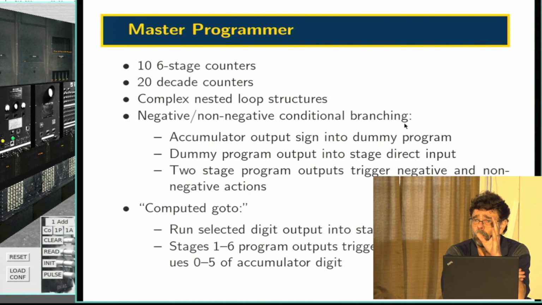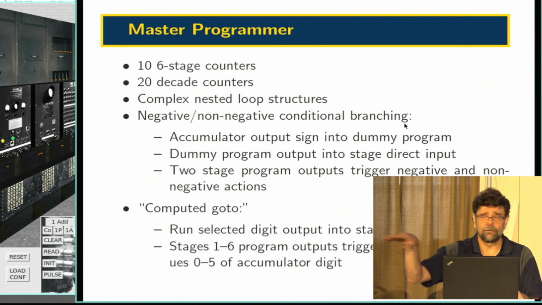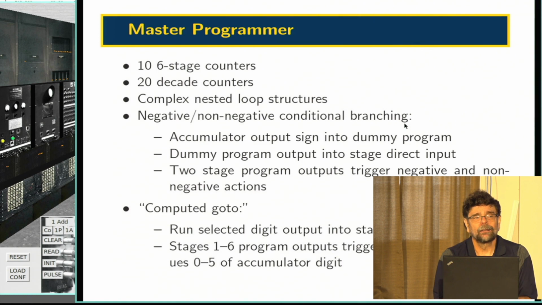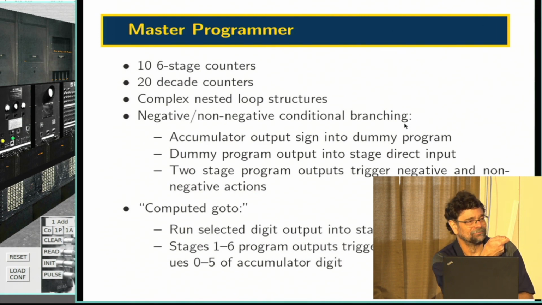You could, without any delay, choose one of two courses of action based on various things. One of the common ones was the sign of the output. If it's negative, I'll take one course of action. If it's non-negative, I'll take another. Turns out the way we do that is we just take the sign bit of a number and plug it into the control signal for the stage counter.